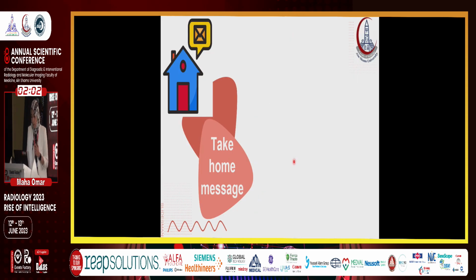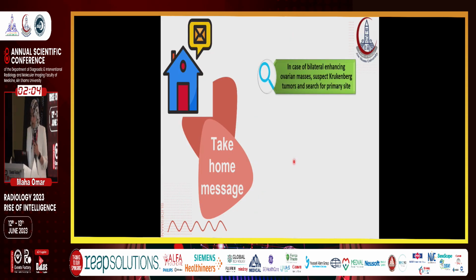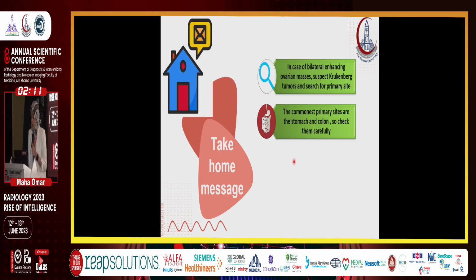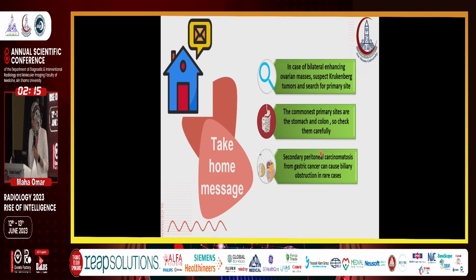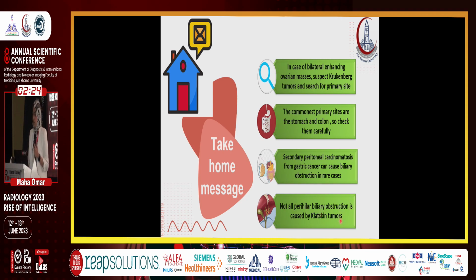So our take-home message: in case of bilateral enhancing ovarian masses, suspect Krukenberg tumors and search for the primary site. The commonest primary sites are the stomach and the colon, so check them carefully. Secondary peritoneal carcinomatosis from gastric cancer can cause biliary obstruction in rare cases. Not all perihilar biliary obstruction is caused by Klatskin tumors.